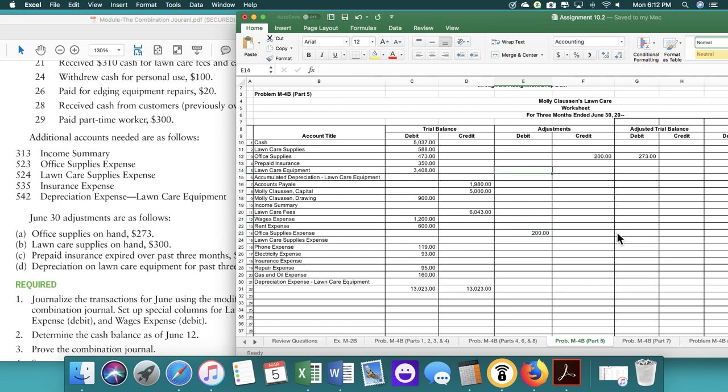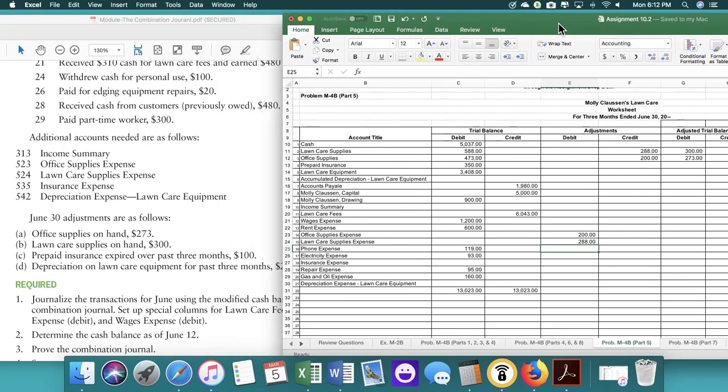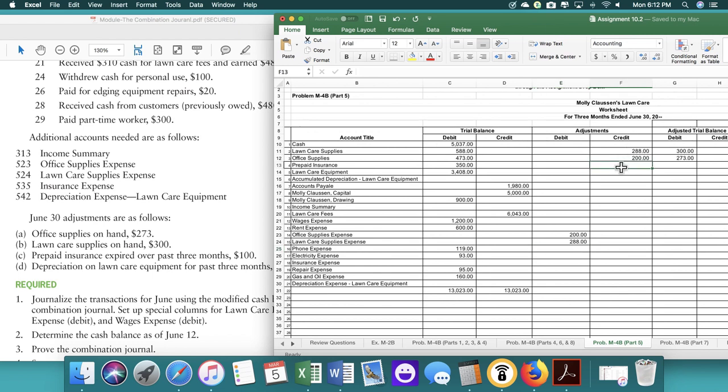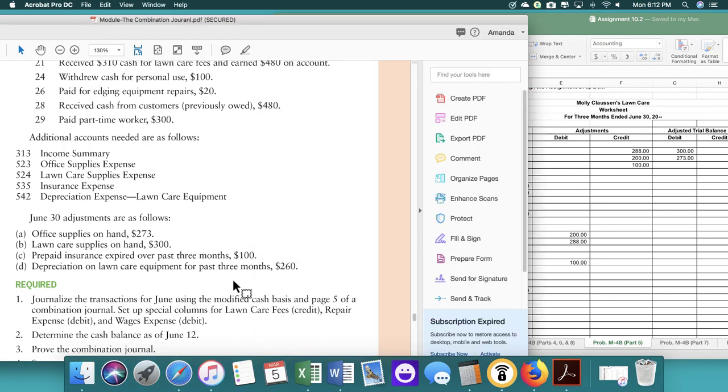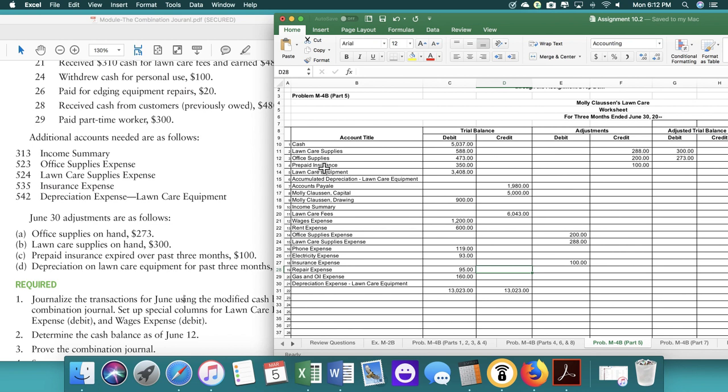Lawn care supplies on hand is $300. So that means we're going to take 588 minus 300, gives us 288. So I'm going to go ahead and go down to lawn care supplies expense and get that entered as well. Prepaid insurance expired over the past 3 months is $100, which means that's the amount we are going to adjust for. The last one is depreciation on lawn care equipment over the past 3 months, $260. So that's the amount we're going to adjust for there.